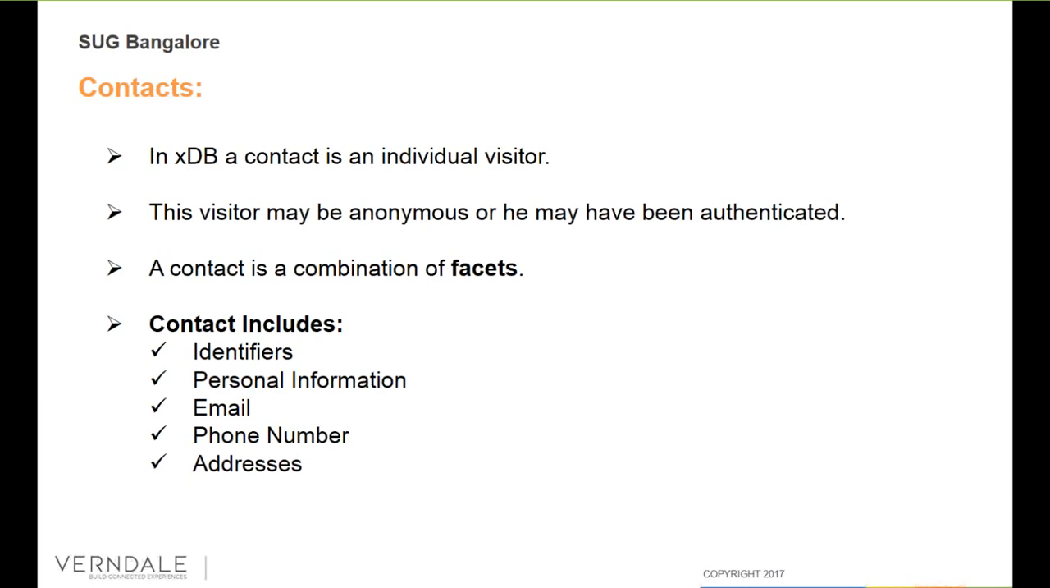But based on your requirement, based on a specific business rule, it may be required that for every contact we need to add some more fields. That's definitely possible. We can extend the contact by means of facets. A facet is a property of a contact which we can use to extend our contact and to add more fields and more values to it. We'll cover more on that, but in a nutshell, a contact is a combination of facets, and for every contact we'll have identifiers, personal information, email, phone number, and addresses.